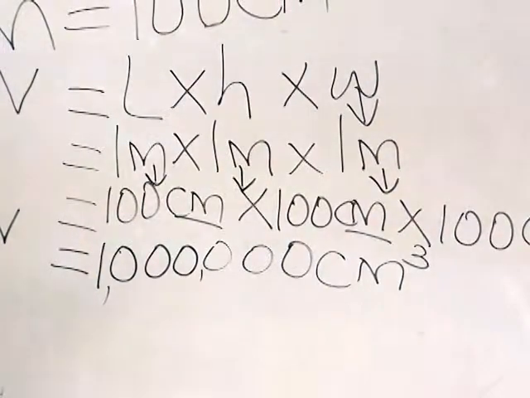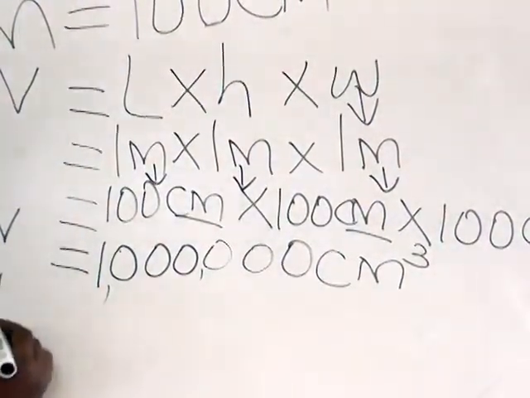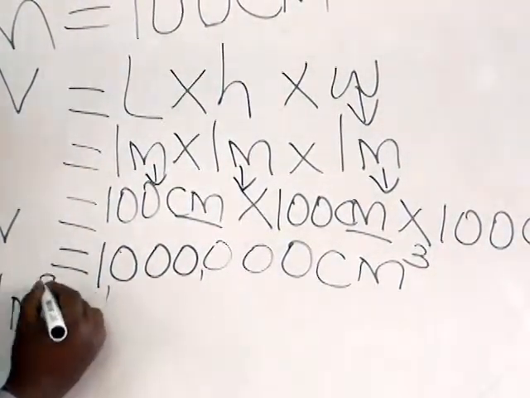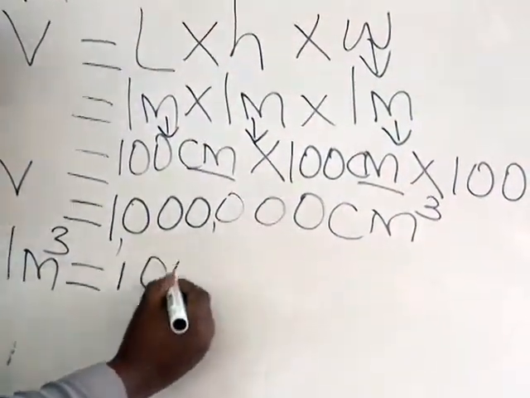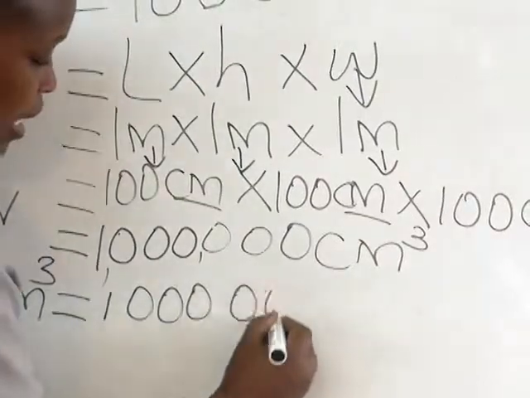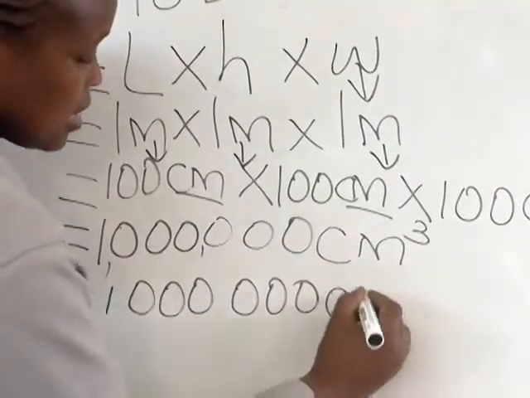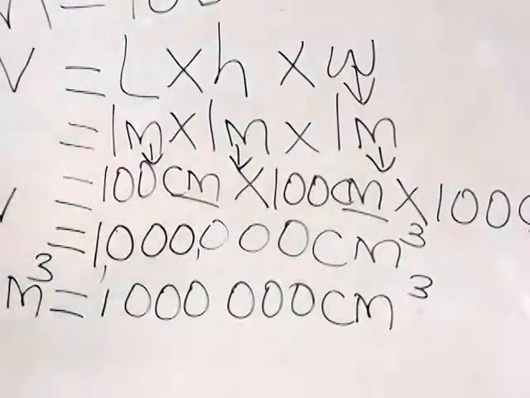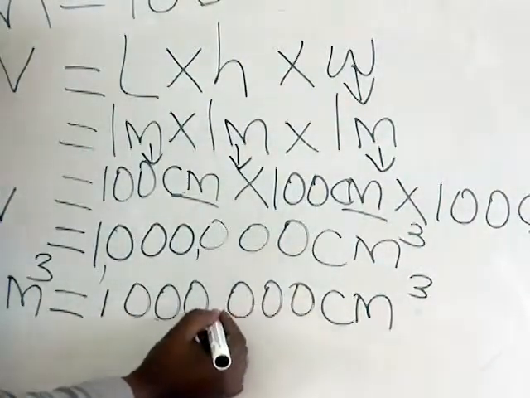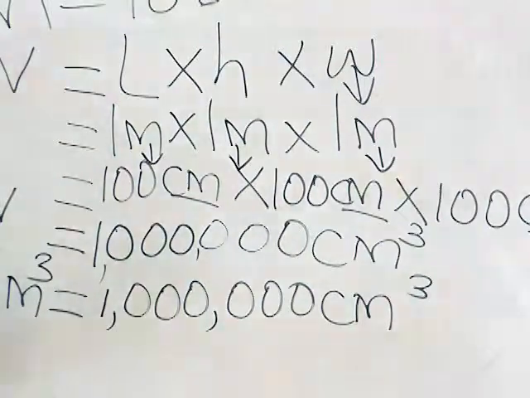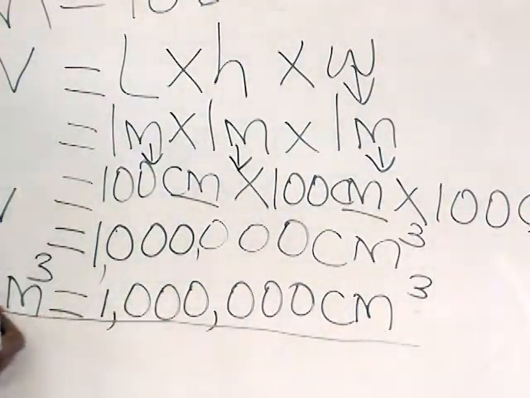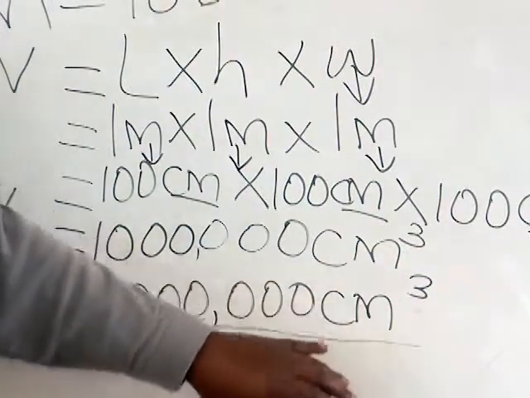Now from there we can work out other sums involving converting meters cubed to centimeters cubed, because now we know that 1 meter cubed is the same as 1 million centimeters cubed. Always remember to put your commas after every 3 digits. So that is how we change meters cubed to centimeters cubed.